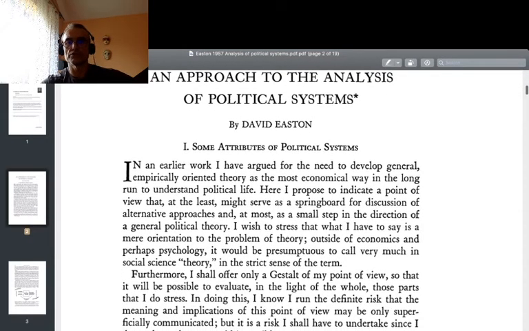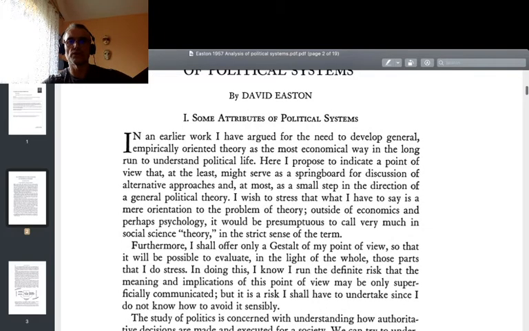Some attributes of political systems. In an earlier work, I have argued for the need to develop general, empirically oriented theory as the most economical way in the long run to understand political life. Here I propose to indicate a point of view that, at the least, might serve as a springboard for discussion of alternative approaches, and at most as a small step in the direction of a general political theory.